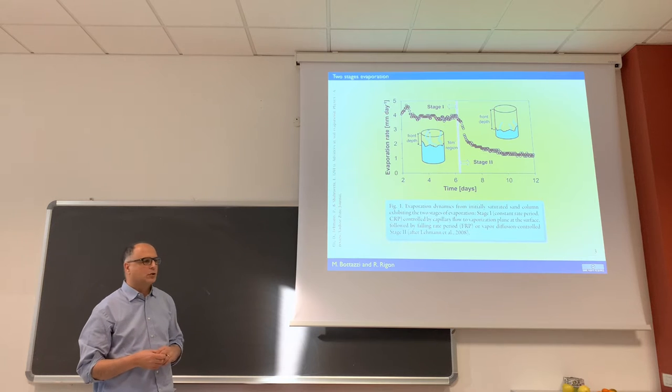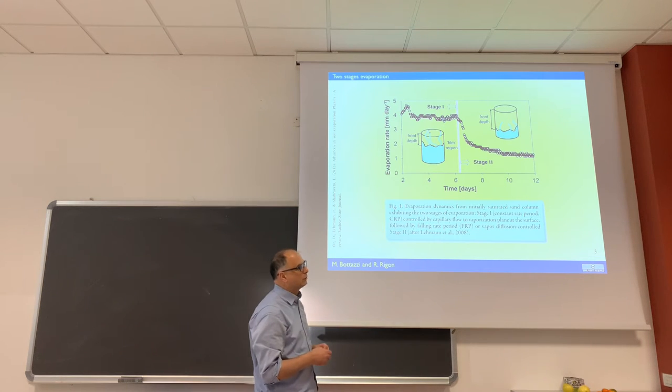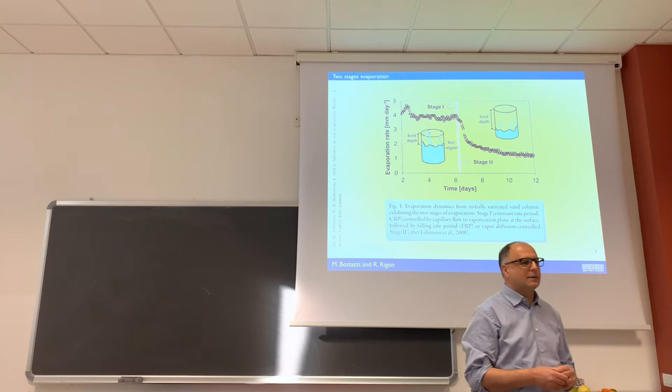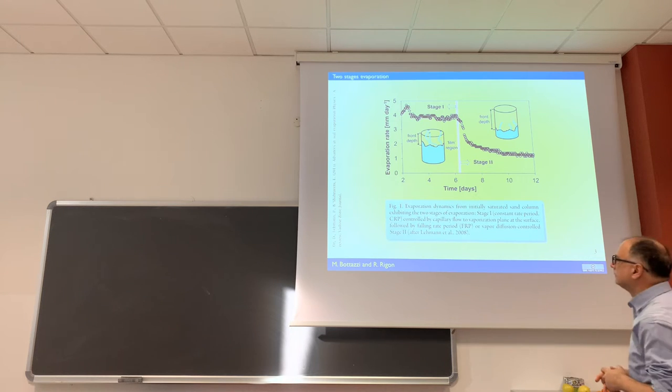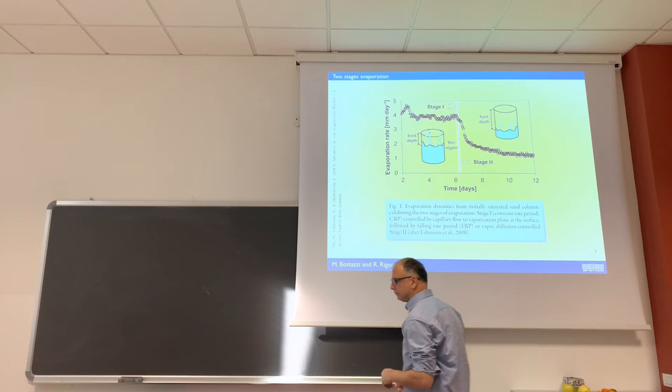But when I saw this measurement from Lehmann-Or and his group at the ETH of Zurich, I finally started to believe it. This is in a very small controlled laboratory experiment. And what you see is that evaporation in millimeters per day remains constant for a certain while. And at the same time, the water goes down in the sample. And then after a while, it decreases, which looks like an exponential decrease. What is going on in here?